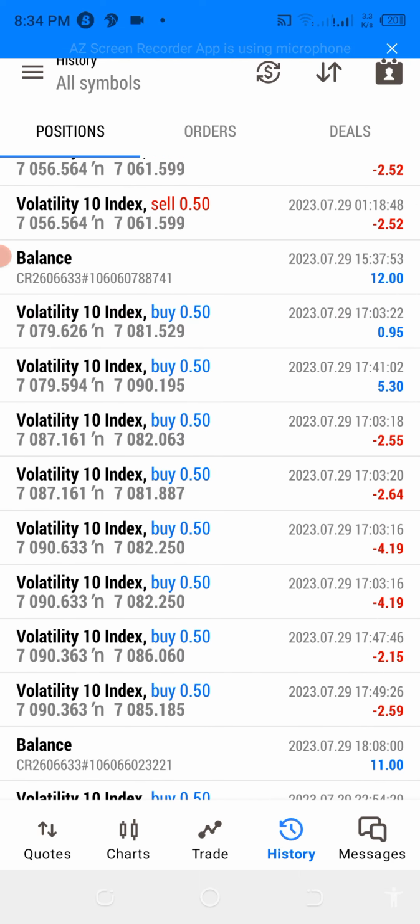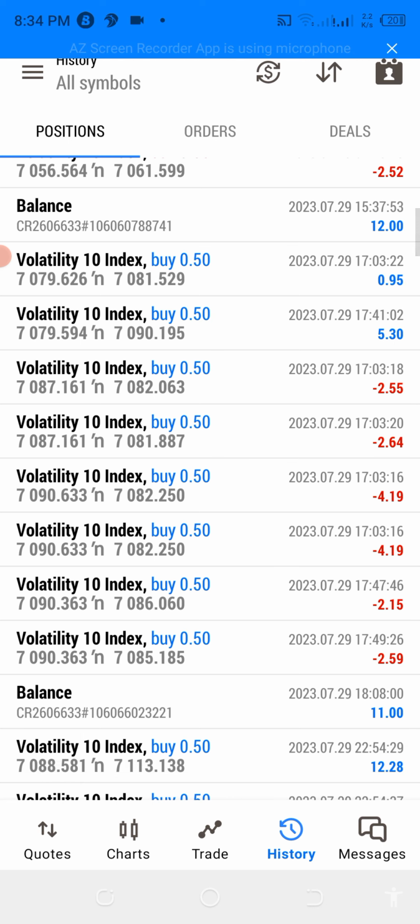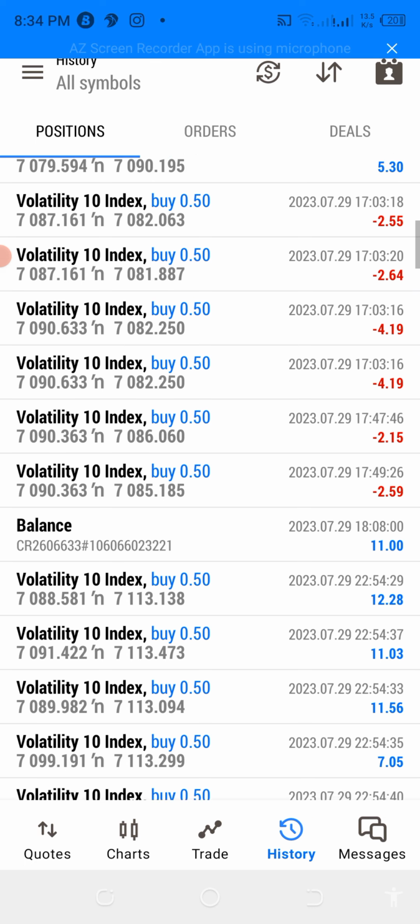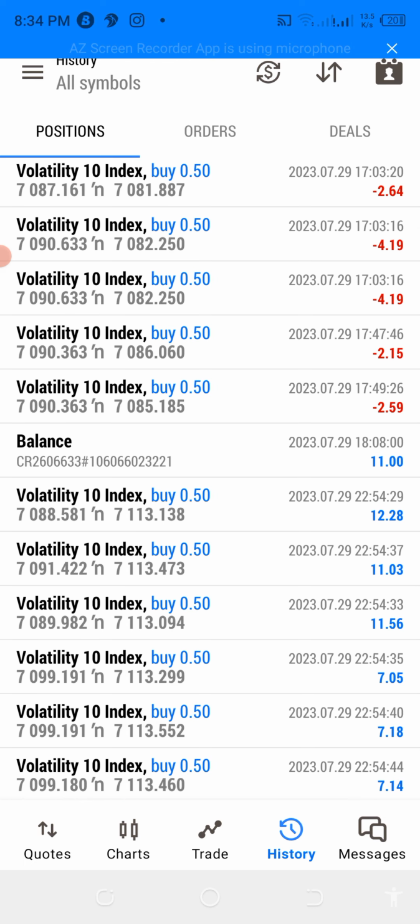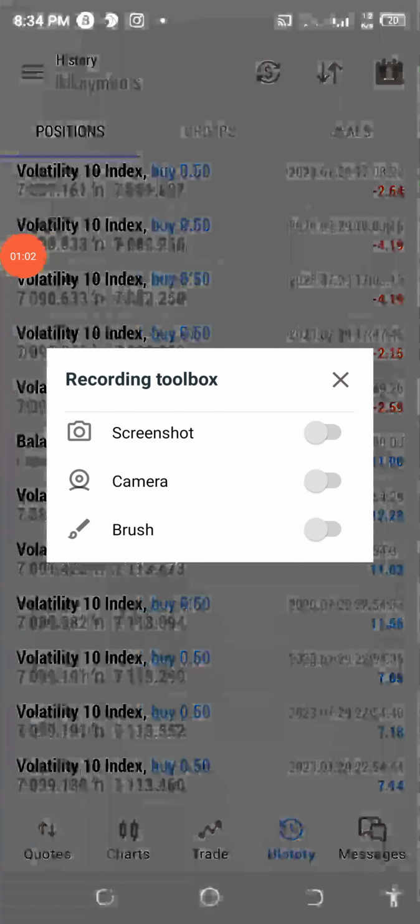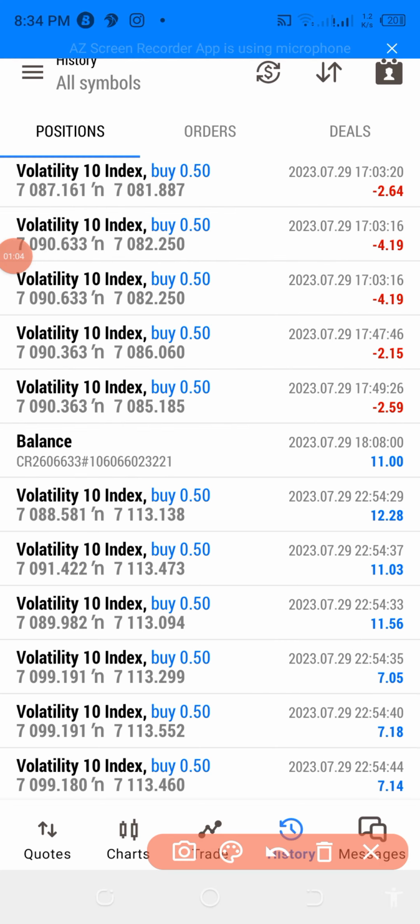First of all, I deposited $12 here. You can see, then I lost the $12. Then I added another $11. But there's something I want you to notice here. Watch this. Are you seeing that the $12 I deposited, I was buying Volatility 10 Index? And even when I deposited the $11, I also continually bought Volatility 10 Index.